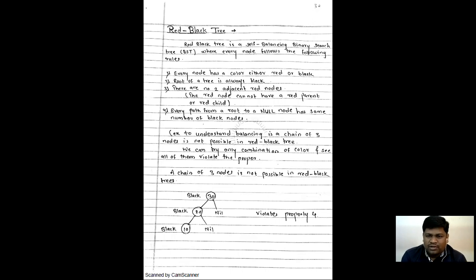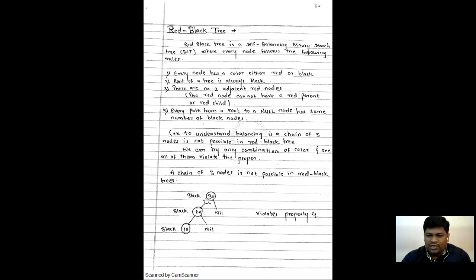Now we'll see an example to understand the balancing. A chain of 3 nodes is not possible in a red black tree. We can try combinations of colors and see whether they are violating the rules or not. Why is it not possible? Suppose 30 is black, 20 is black, and 10 is black. It will violate the rule of the red black tree.